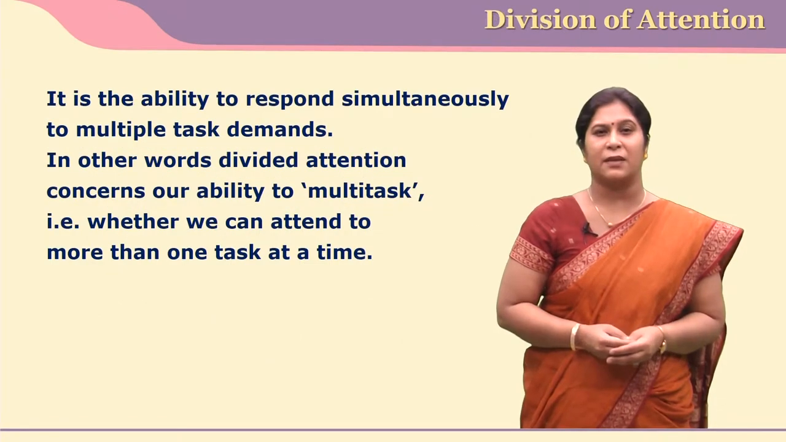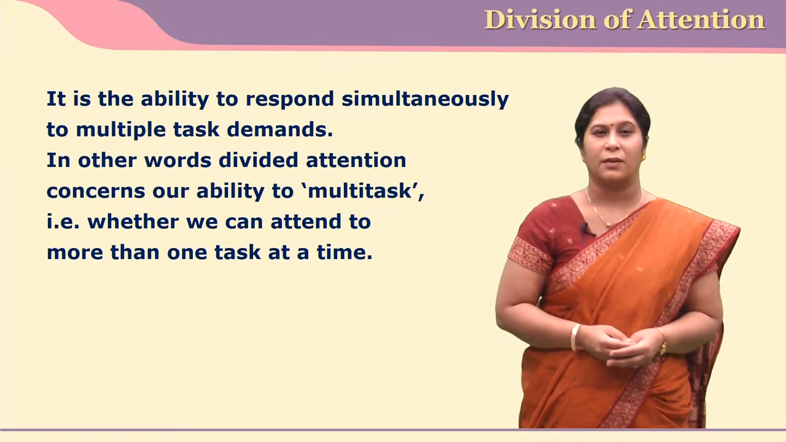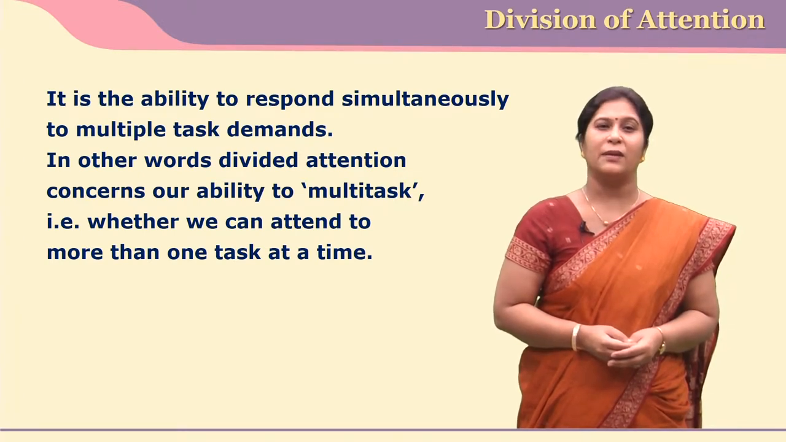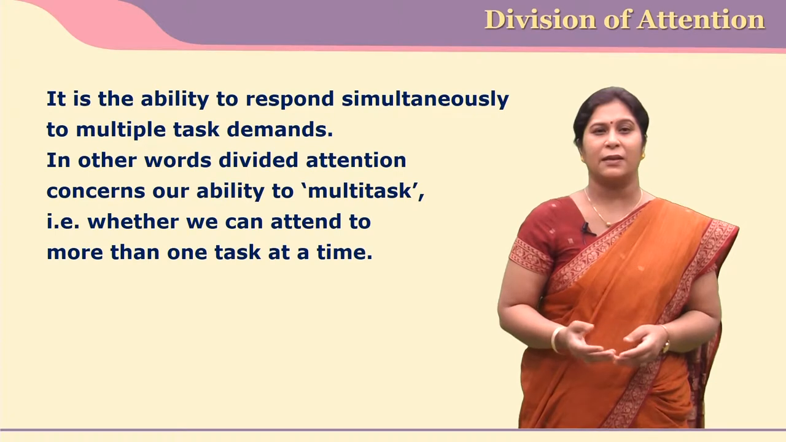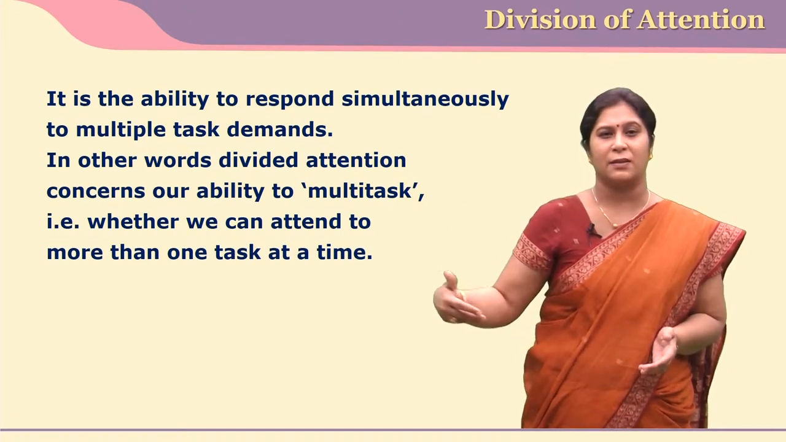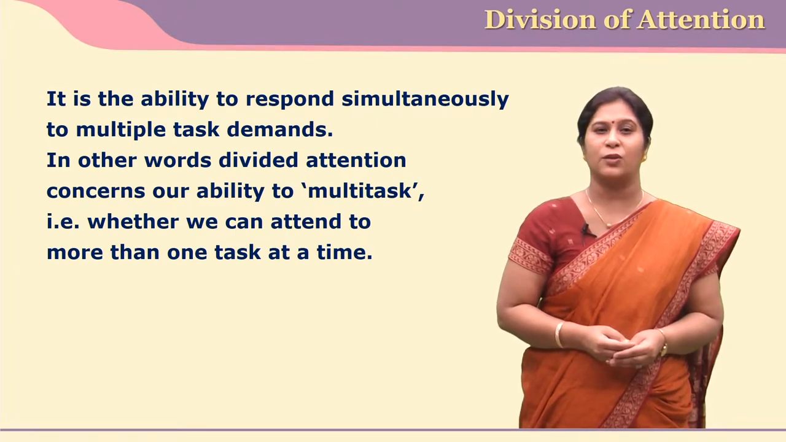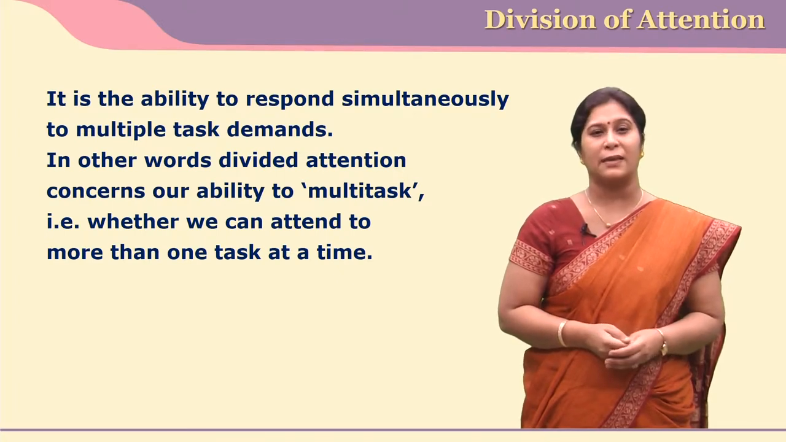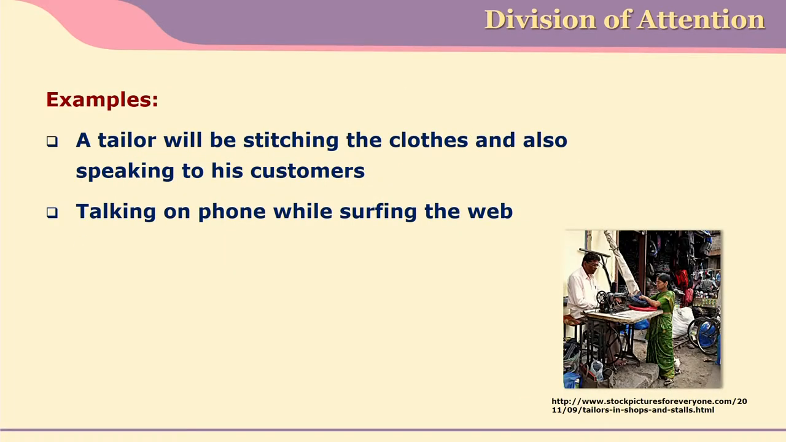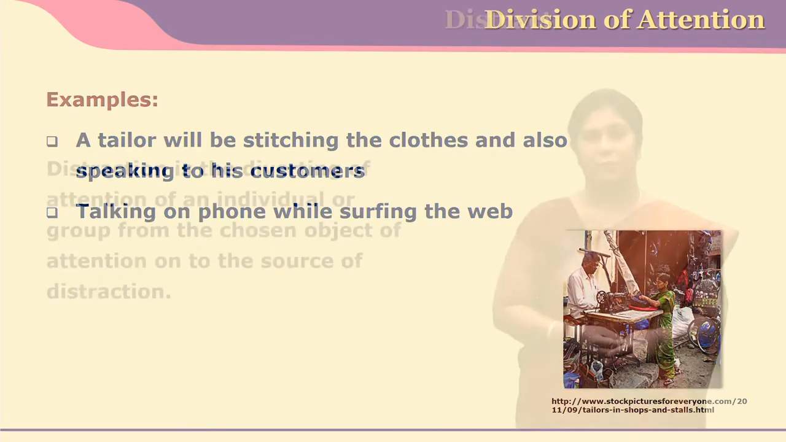The third concept is division of attention. It can be defined as the ability to respond simultaneously to multiple task demands. In other words, divided attention concerns our ability to multitask, whether we can attend to more than one task at a time. Examples of division of attention can be: a tailor stitching clothes and also speaking to his customers at the same time, or talking on the phone while at the same time surfing the web.